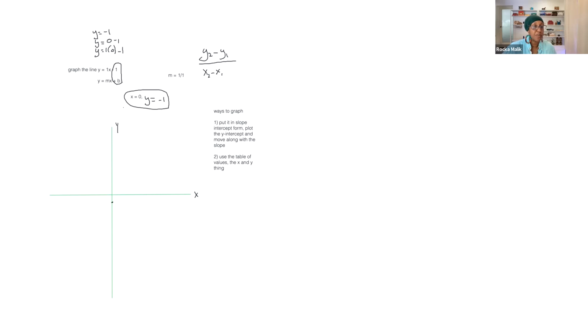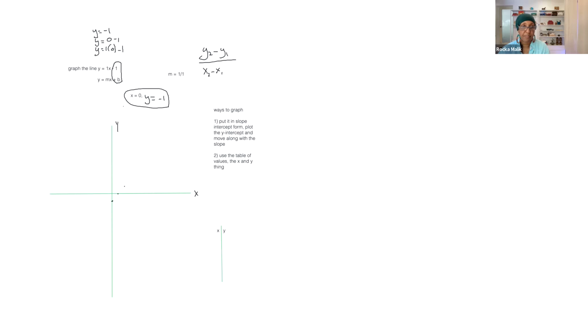So from this point, my slope is 1/1. I'll go up one and to the right one and put a dot. From there, I can go up one and to the right one and put a dot. And that should be enough. Those 3 points, which I could have also gotten with the table of values thing. It's whatever is easiest for you. Once you're doing it, whatever you find the way that's easiest, you do it.